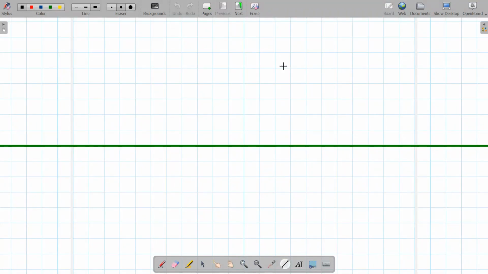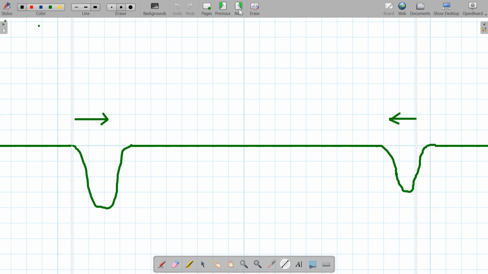Now let's look at just two more examples. So here we have a slinky here in green, and the man on the left sends a pulse of energy traveling through the slinky, and this pulse has an amplitude of negative 4 units. The man on the right shakes the slinky, and he sends a pulse of energy traveling in this direction, and this wave has an amplitude of negative 3 units.